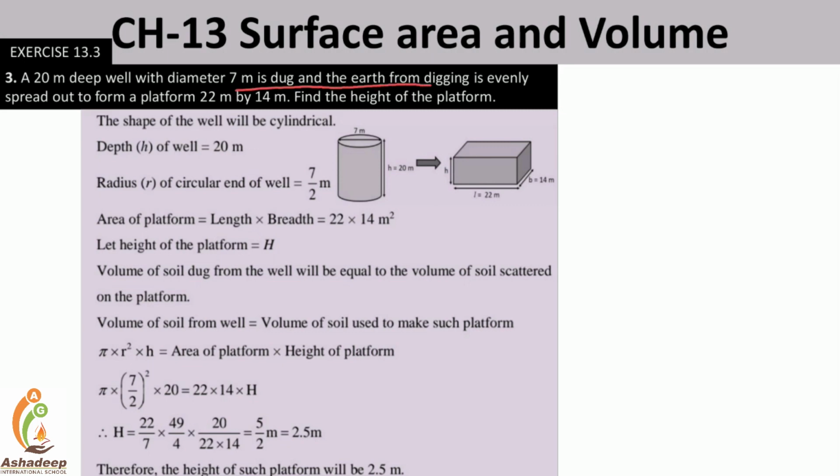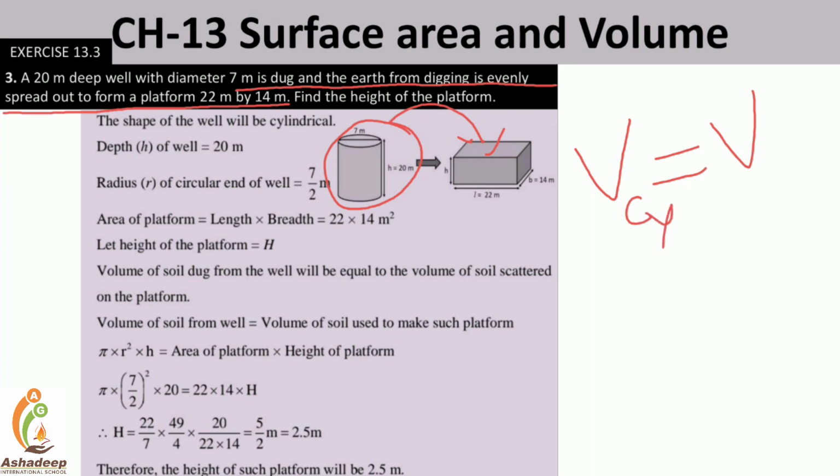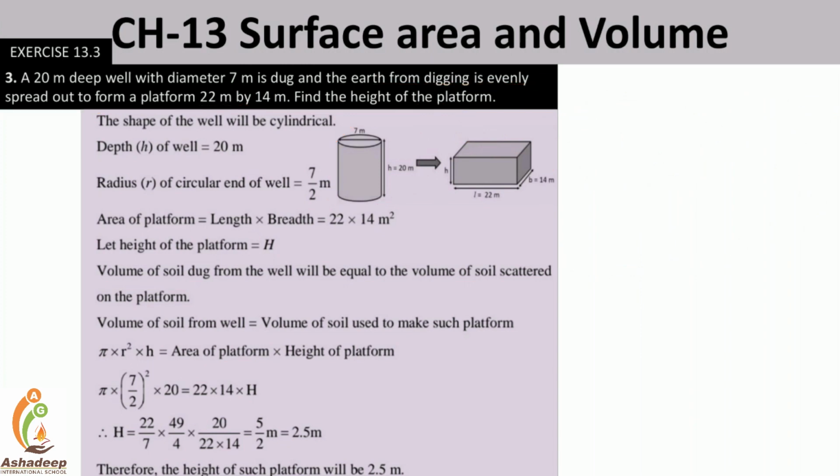The earth dug out is evenly spread out to form a platform. So now the cylinder becomes the cuboid because the platform is in the shape of a cuboid. Now you already saw in the previous lecture that if one shape is converted to another shape, the volume remains the same. So here the volume of the cylinder is equal to the volume of the cuboid, right? So both the volumes are going to be equal, right? So here the depth, meaning h, is 20, the radius is 7 by 2.